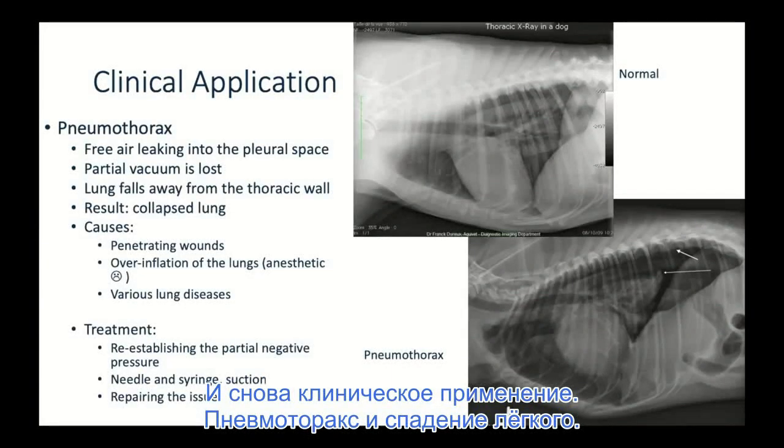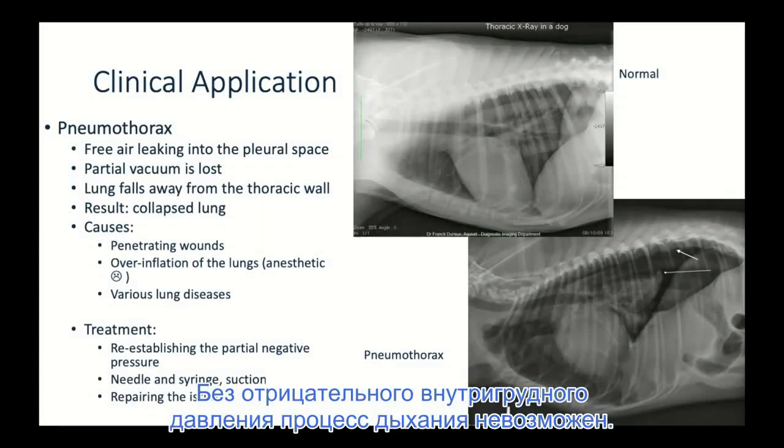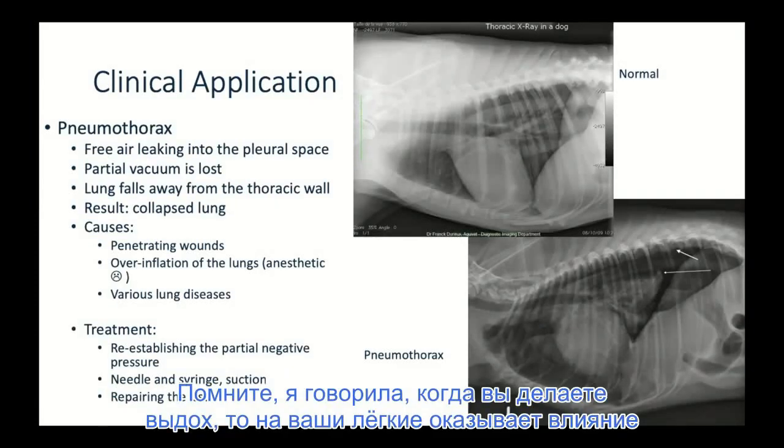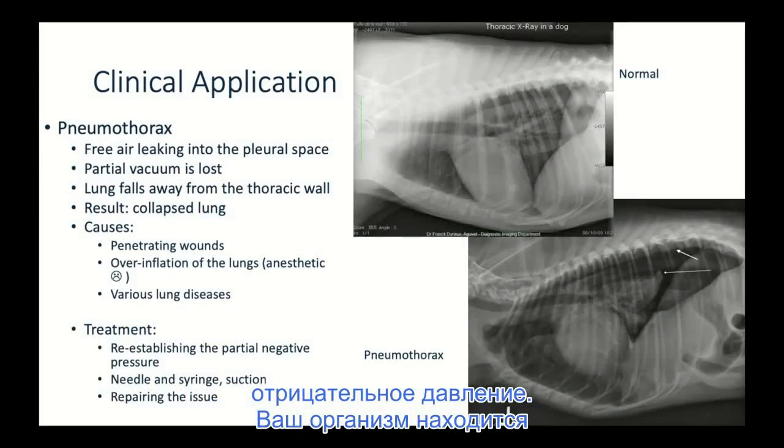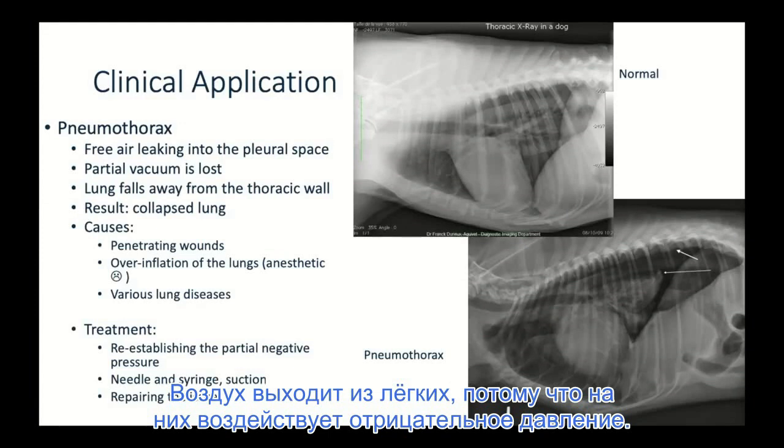More clinical applications. Pneumothorax and lung collapse. So without negative intrathoracic pressure, normal breathing can't take place, right? Because remember I said when you release your breath, that's kind of like the negative pressure in your lungs taking over. Your body naturally is okay releasing a breath, right? It escapes the lungs because they're under negative pressure.